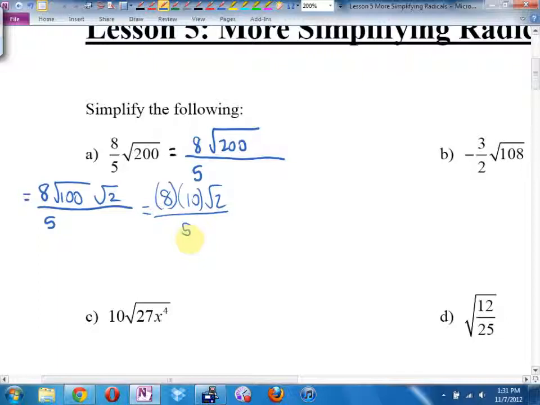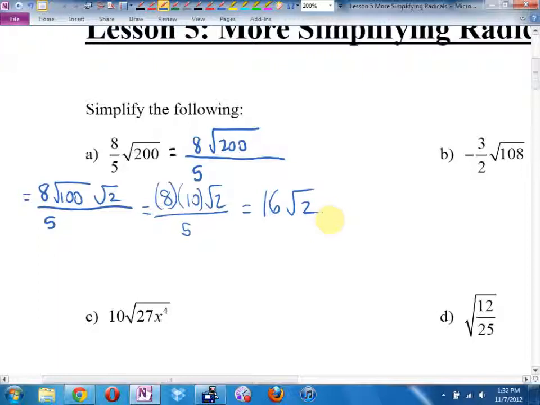You with that so far? What is 8 times 10? 80. A 5 on the bottom, when you put something on the bottom, what mathematical operation is that really? It's just really 8 times 10 divided by 5. You don't divide a root by a number. It's numbers by numbers, roots by roots, but there are no roots on the bottom. What is 8 times 10 divided by 5? 16. This thing simplifies to 16 root 2 over 1, but I'm not going to write that.